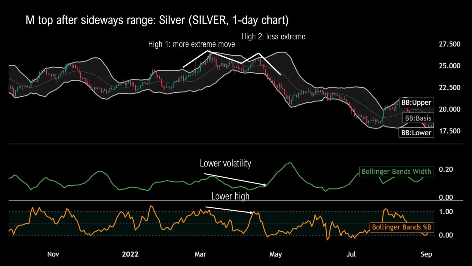So, you could short or sell after the second top looked to be forming, and you could set your stop loss above the wick high of the second top.